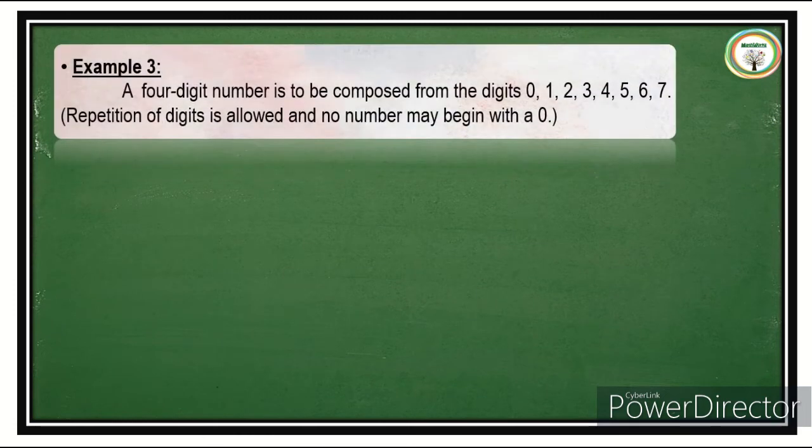Let's have the third example. A 4-digit number is to be composed from the digits 0, 1, 2, 3, 4, 5, 6, and 7.